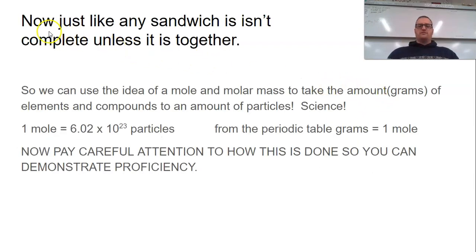So now, just like any sandwich, it's not complete unless it's all together. So we can use the idea of a mole and molar mass to take the amount of grams of elements and compounds to an amount of particles. We call science, not math. So you're going to use these relationships, and I want to show you how you can do this so you can demonstrate proficiency, i.e. get the 3. So that's what we're looking at doing here today, but it piggybacks on the dimensional analysis practice we've already done before. So let's take a look.